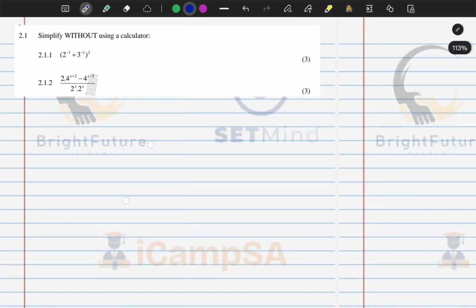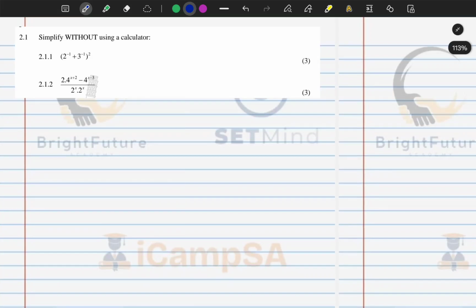Here they are saying simplify without using a calculator. So let's start with 2.1.1. We are given (2 to the negative 1 plus 3 to the power of negative 1) all squared.